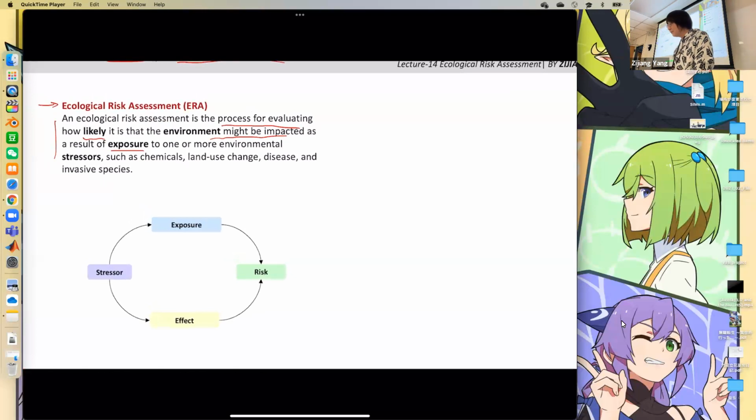In general, we have a stressor, and this stressor will be released in the environment, so there will be exposure. This stressor, like this chemical, will also have some effect on the animals, the plants, or other parts of the environment. Then we want to combine the information on exposure and effect, and then we can estimate the risk that this stressor can have.